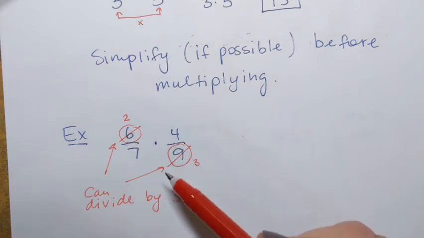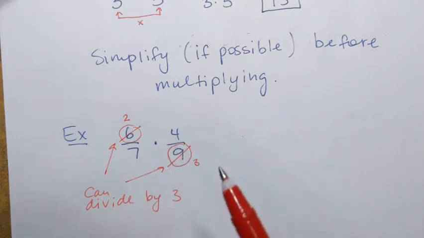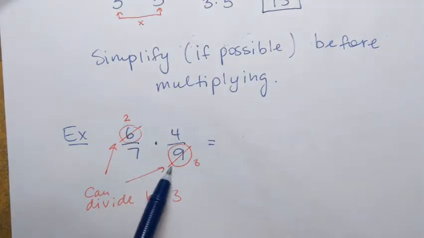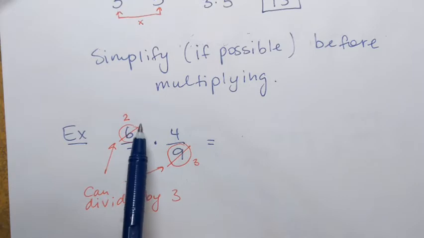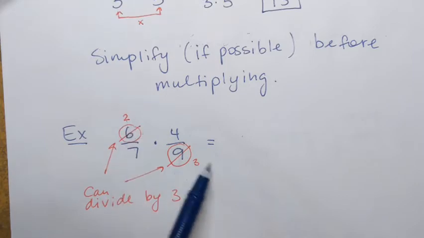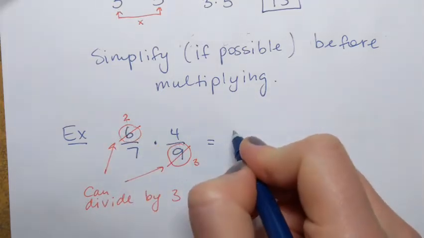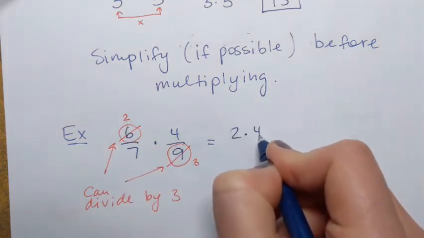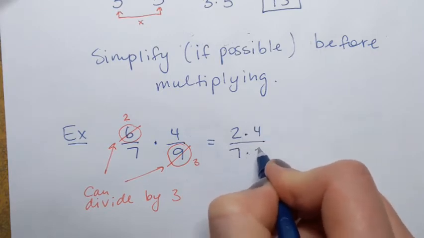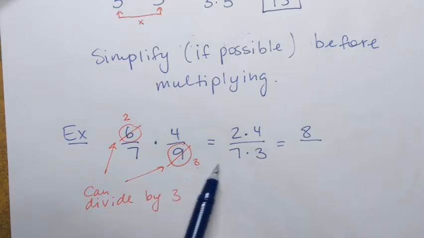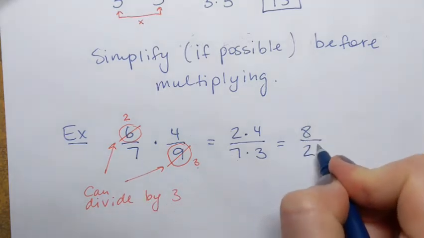And once I simplified everything I could, then I go ahead and multiply, following the rule that the top numbers have to be multiplied and the bottom numbers have to be multiplied. Now I'm using the updated numbers, the ones I got after simplification. So in other words, it's 2 times 4, which is 8. Well, I'll write it 2 times 4, and then 7 times 3. So it's 8 over, and then 7 times 3 is 21.